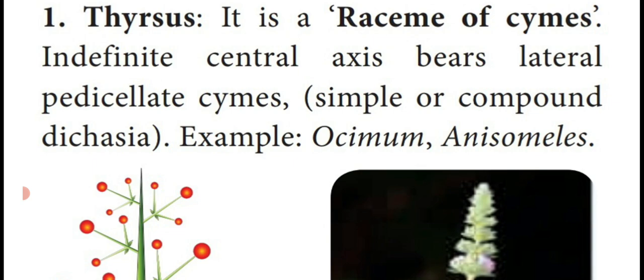So the entire lateral branch inflorescence bears how many flowers? Three flowers, isn't it? So that is said to be raceme of cyme or thyrsus. See the bracket. The arrangement of the cyme is showing a simple cyme or compound dichasium. Compound dichasium means on both sides they show the branches in a zigzag manner, isn't it? That is said to be compound dichasium. Example, Ocimum, Anisomeles. Ocimum in English is tulasi.